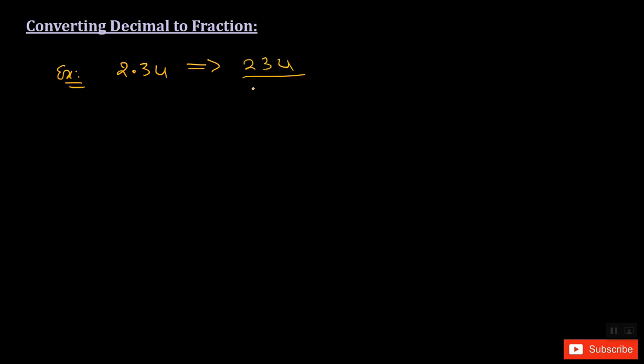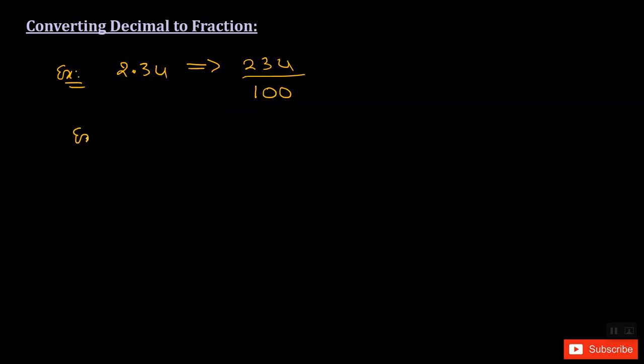After that, write 1 always, and then count after the decimal point how many digits there were. After the decimal point there are 2 digits, so I'll write 2 zeros, right? So 234 divided by 100, or you can further simplify it. This is how you represent a decimal to a fraction conversion.